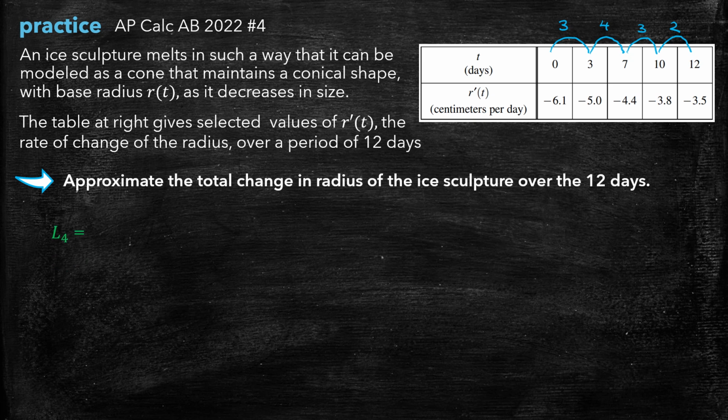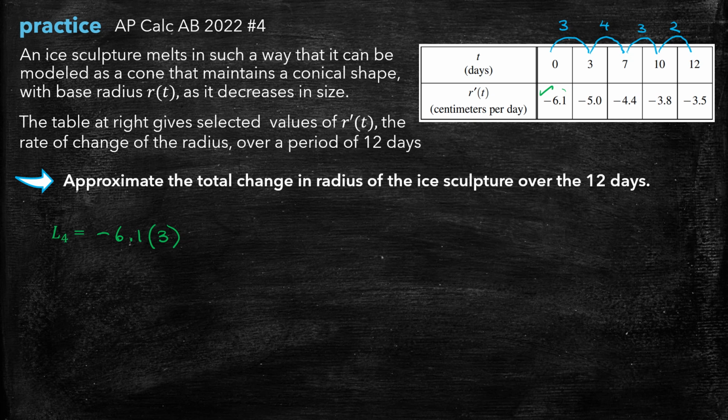So let's start with left rectangles, and we have 4 intervals. When we're doing left rectangles, remember that the height of the very first rectangle will be the leftmost value. That will be negative 6.1, but that negative 6.1 spans an interval of 3. So from 0 to 3, we assume that the rate of change stays constant, negative 6.1.